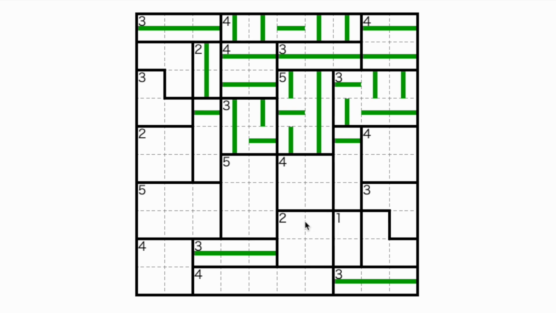We need this 4 next. If these were all horizontal, we'd have a problem because of these horizontals. So these are all vertical. That forces a horizontal here. That forces a vertical here.